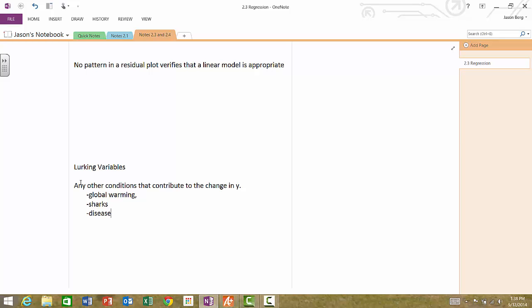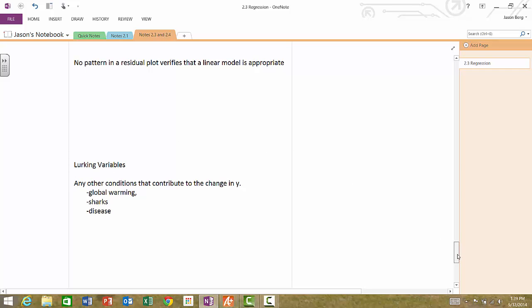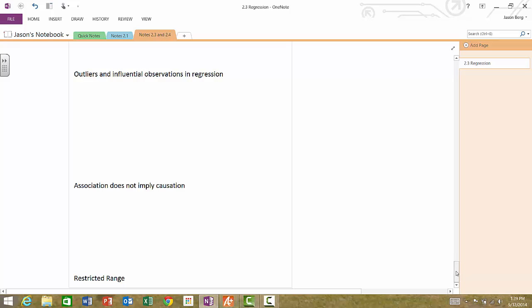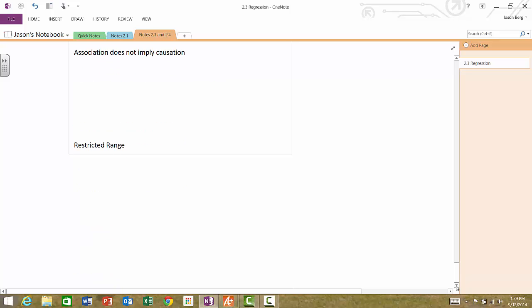Now, just a couple of things down at the bottom. Almost done. Association does not imply causation. Remember, that's from the 2.1 notes. And a restricted range. We talked about restricted range a little bit when we talked about extrapolation. So, restricted range.